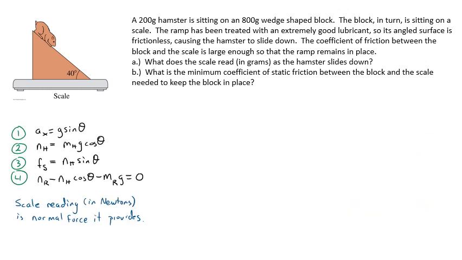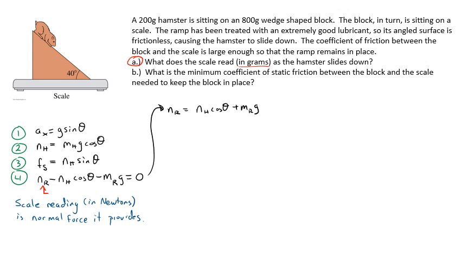Okay, so we've got all of the equations, we've done all the physics we can do, and now we just have to do some math, right? So part A, the question is, what does the scale read in grams? And I mentioned earlier that the scale reading in newtons is the normal force it provides. So we want the force that the scale exerts on the ramp, which is this NR here. So all we have to do is solve these equations for NR. So the first step would be to solve for NR from equation 4. So let me do that. And we can't quite put in numbers because we don't know NH in this equation.